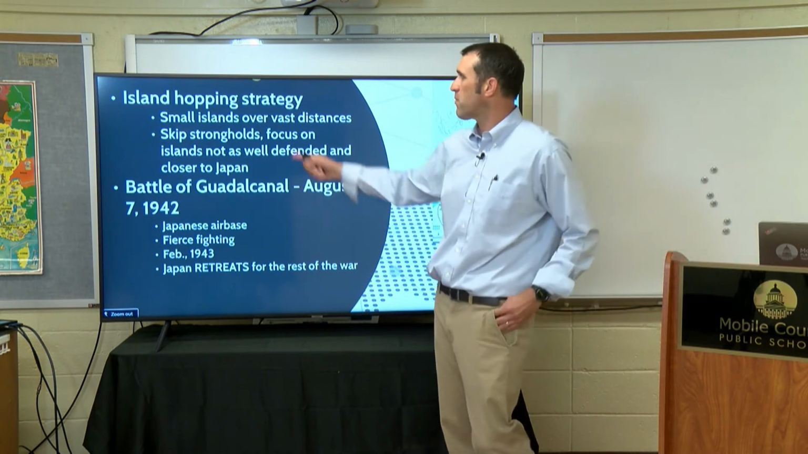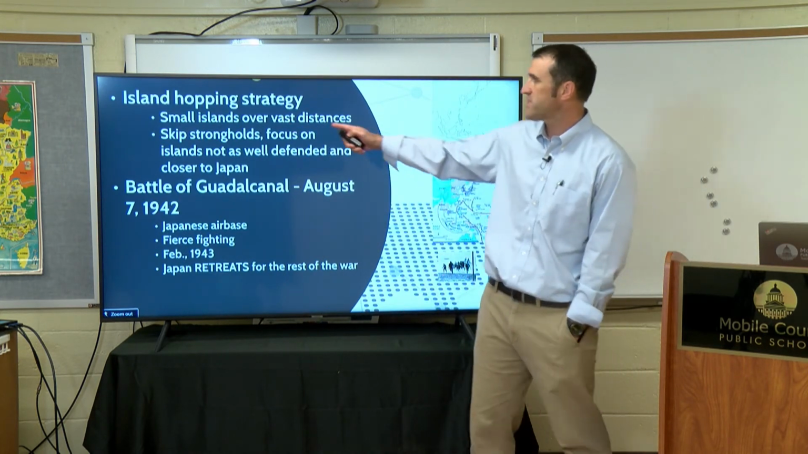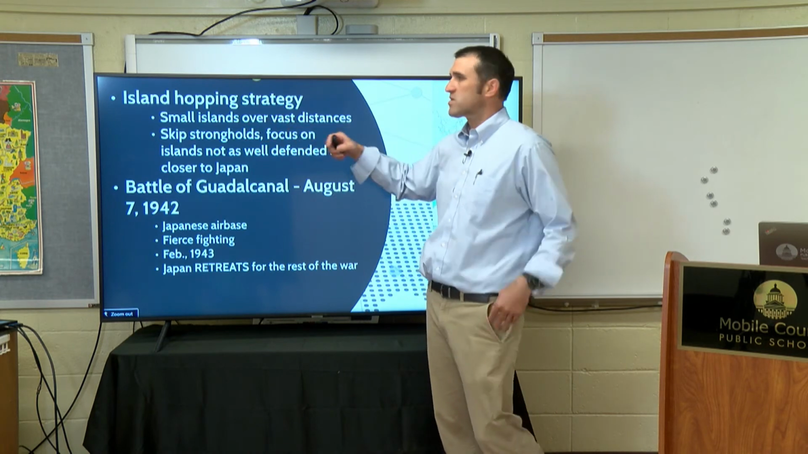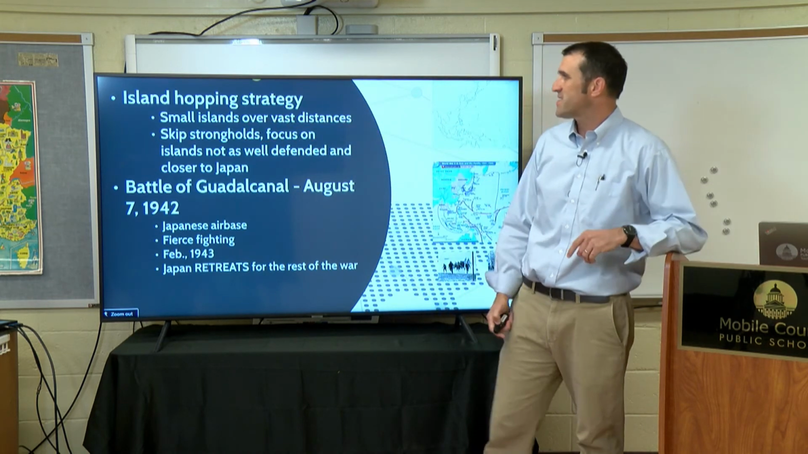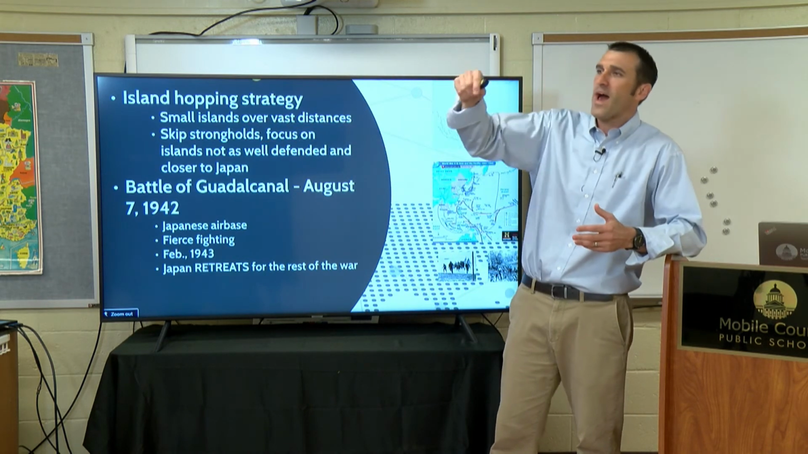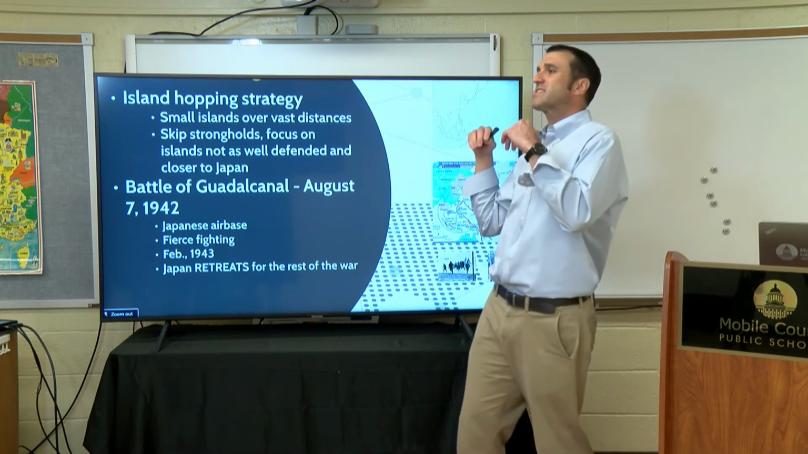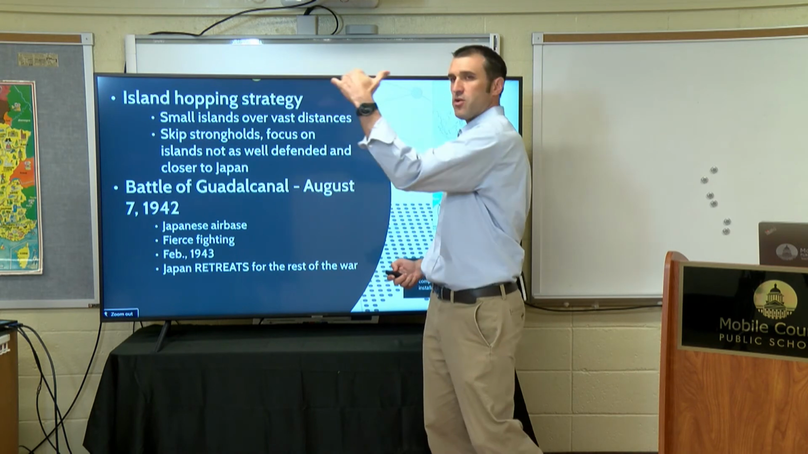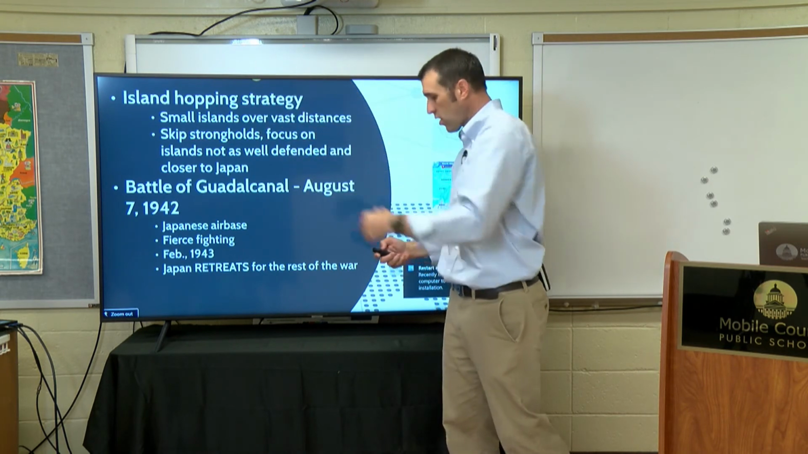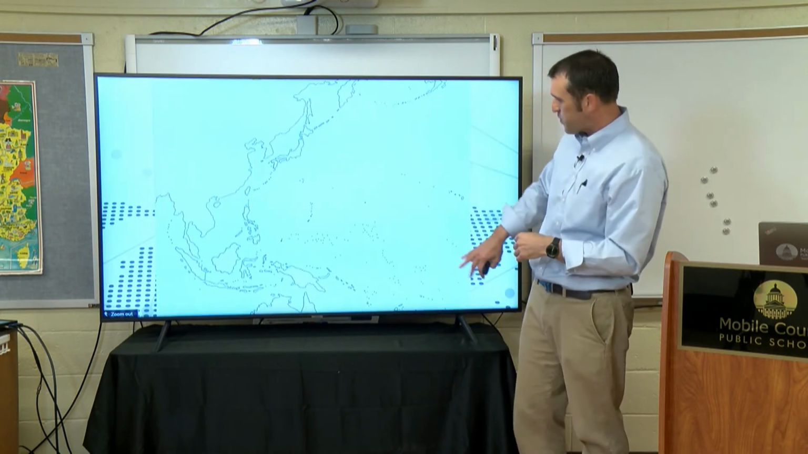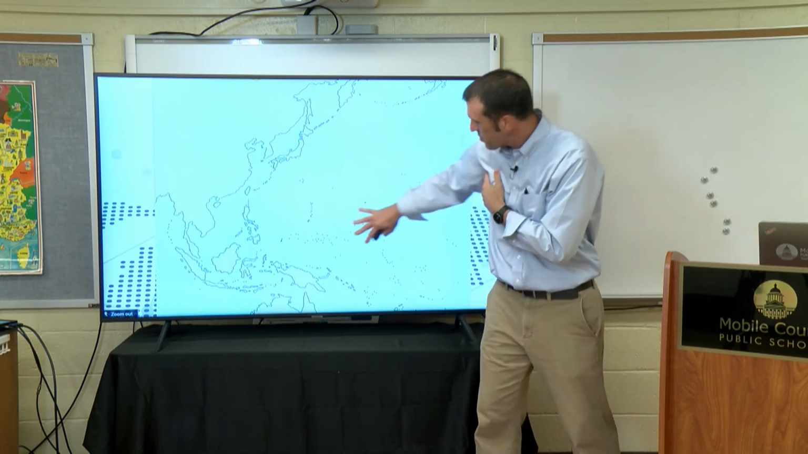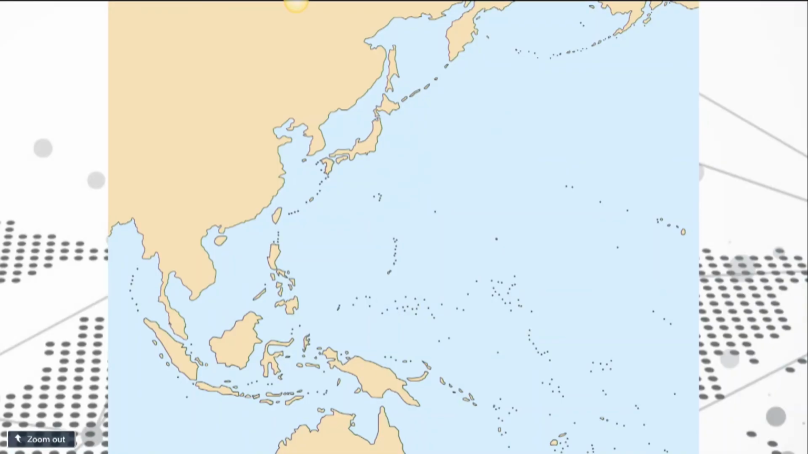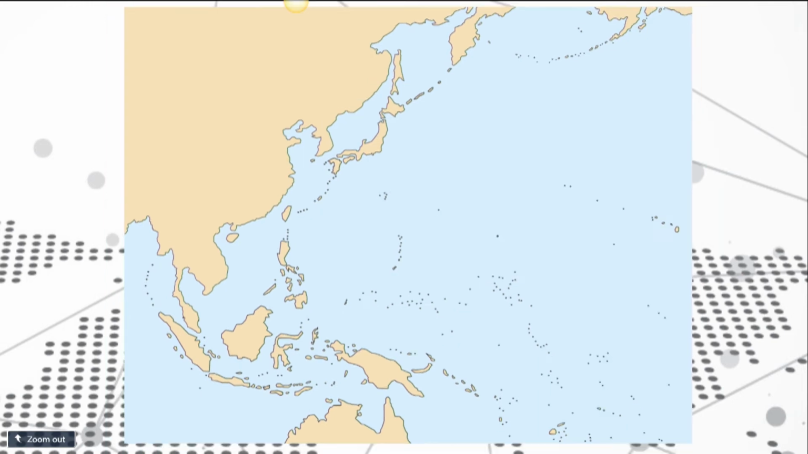A new strategy emerged called the island hopping strategy. Small islands were scattered over these vast distances. We don't want to go island to island, but can we skip those strongholds and go to these islands that are not as well defended but are closer to Japan? If you look at the Pacific, all these little dots represent individual islands. I don't need to go to all of them. Can I skip some and get closer to Japan?